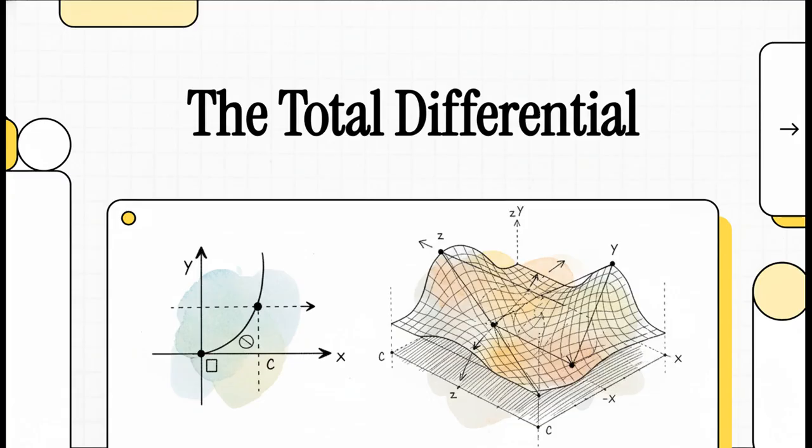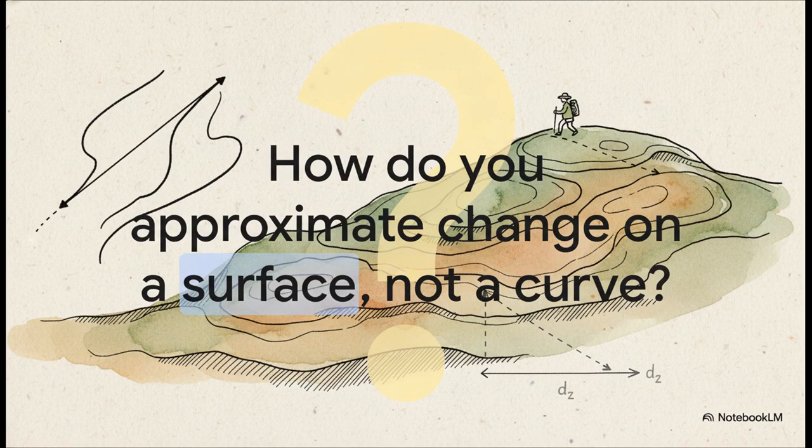Let's jump in. So you've probably gotten pretty good at finding a tangent line to a curve, right? And using it to estimate how a function changes. But what happens when life isn't a simple curve? Imagine you're standing on the side of a hill, a really complex, lumpy surface, and you take a small step forward and maybe a tiny step to the right. How much did your elevation just change?